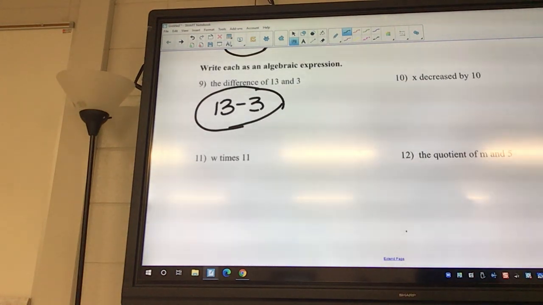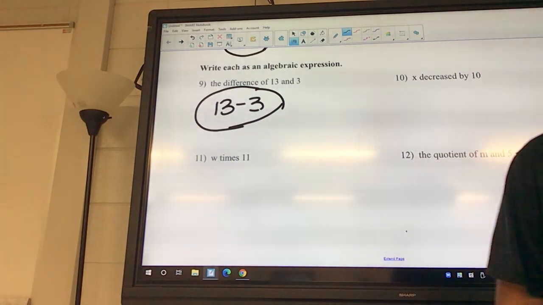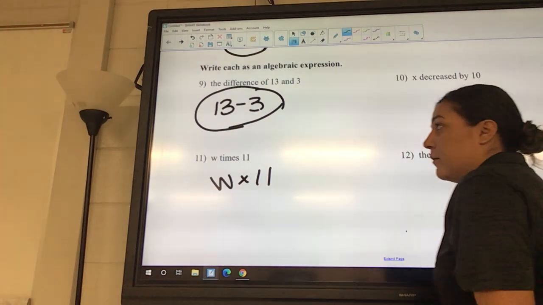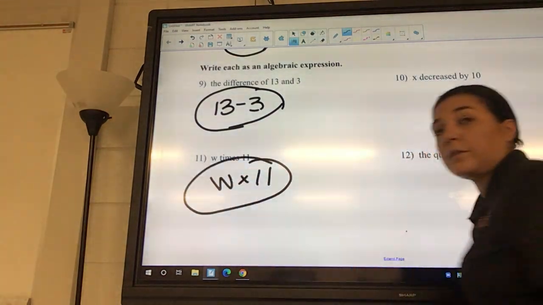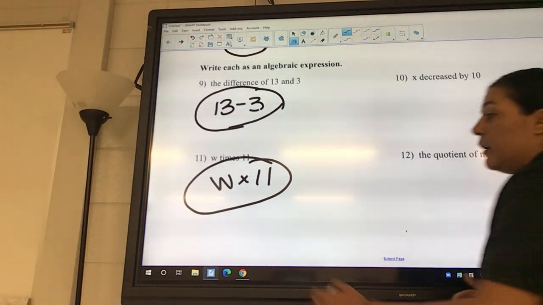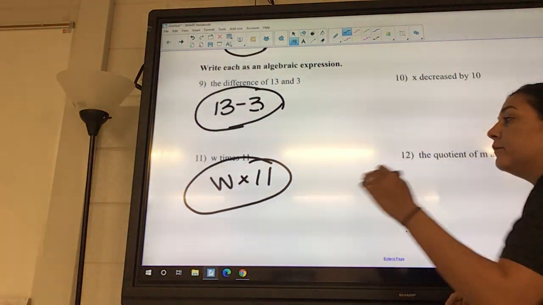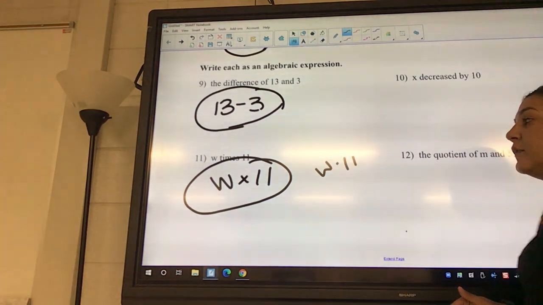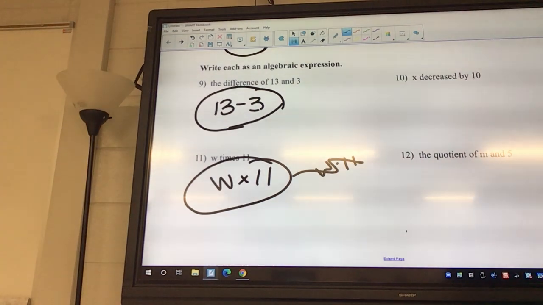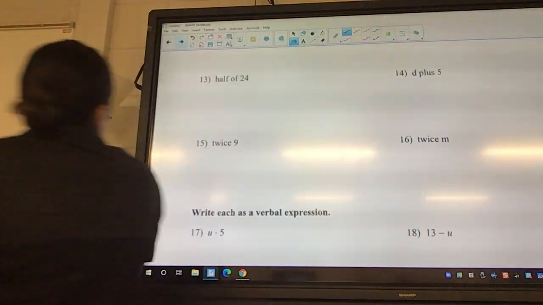W times 11. What does times mean? Multiplication. So W times 11. I don't care if you want to write W dot, like a W times 11, whatever works for you. If you like the multiplication symbol, use that. Okay, flip it over.